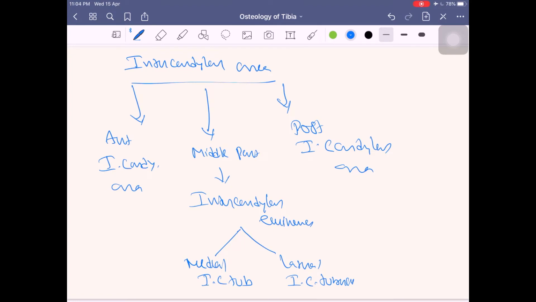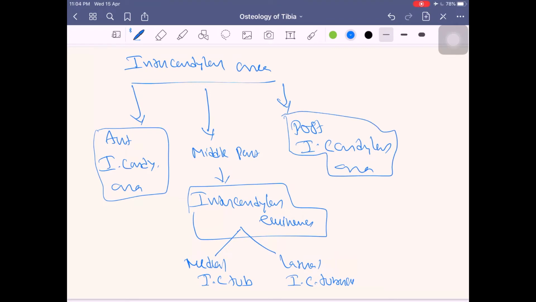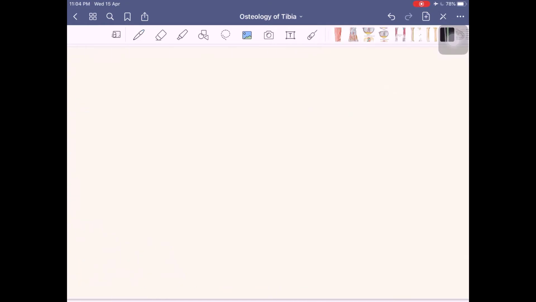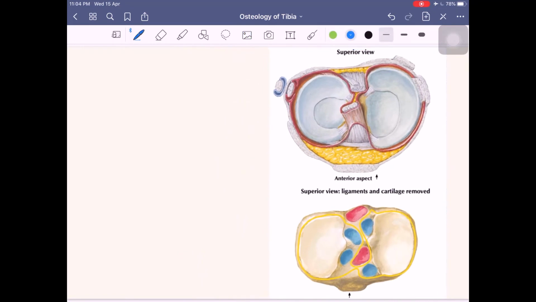Now what is important is, if you go from the anterior intercondylar area through the intercondylar eminence to the posterior intercondylar area, that is from anterior to posterior, it gives attachment to 6 structures from front to back, and those 6 structures are very important from the exam point of view. So I'll put down this picture and we'll see what the 6 structures are. This is your anterior, this is posterior. If you count here, 1, 2, 3, 4, 5, 6. These are the 6 structures we have.